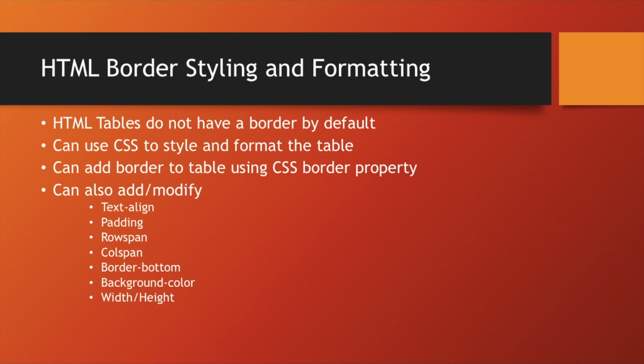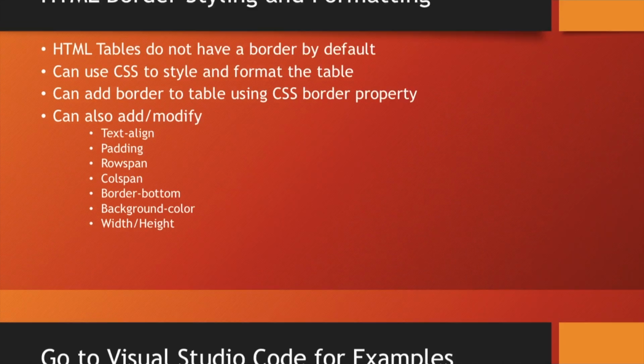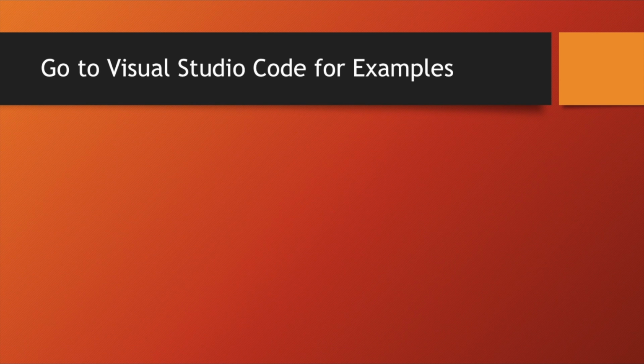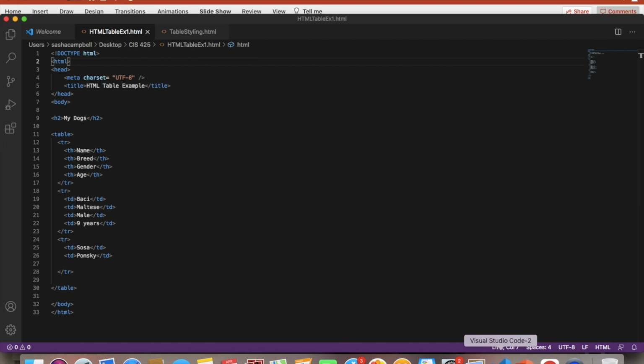However, you can use CSS to style and format the table, and you can add and modify a few things such as padding, the background color, the text color, the border, and a few others. Now we're going to go to Visual Studio Code for a few examples on tables and how to make and modify them. So this table that we have right here is a table that I made for my dogs.